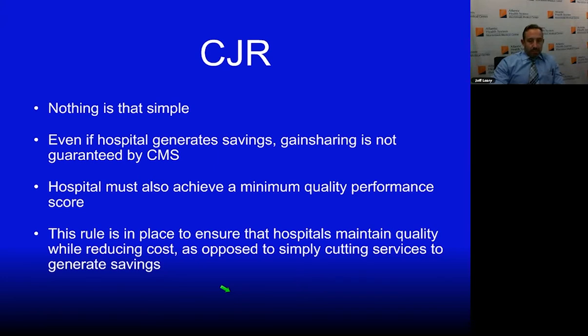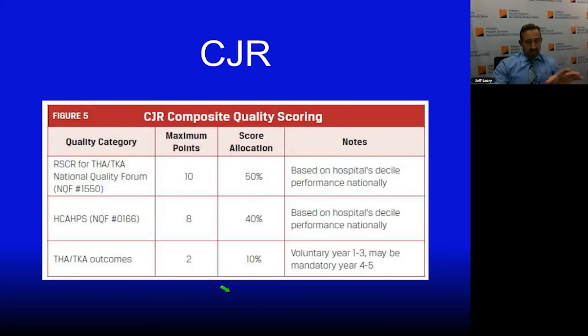And this rule was put in place really to ensure that hospitals maintain high quality surgery while reducing costs, as opposed to just cutting costs, meaning do it cheaply but not do it well and not have good outcomes. So the patient outcomes are attached to this, so you can't just skimp and save money. You also have to produce a good product at the end of the day. So what that looks like is there's really three components to that quality score.